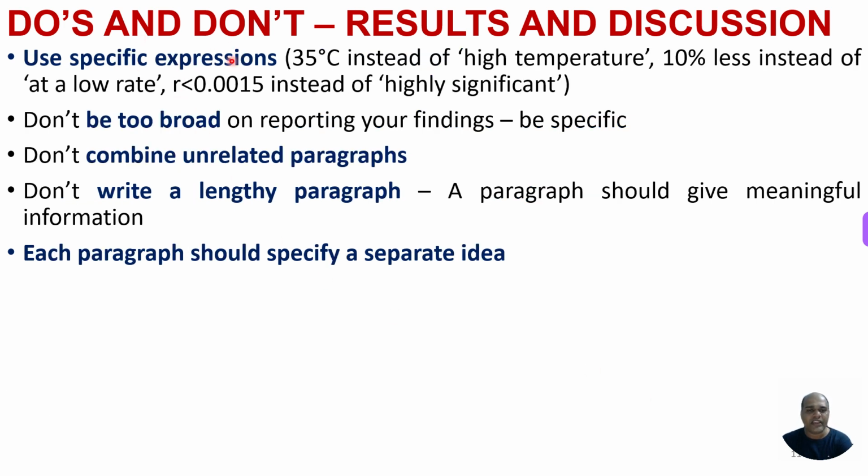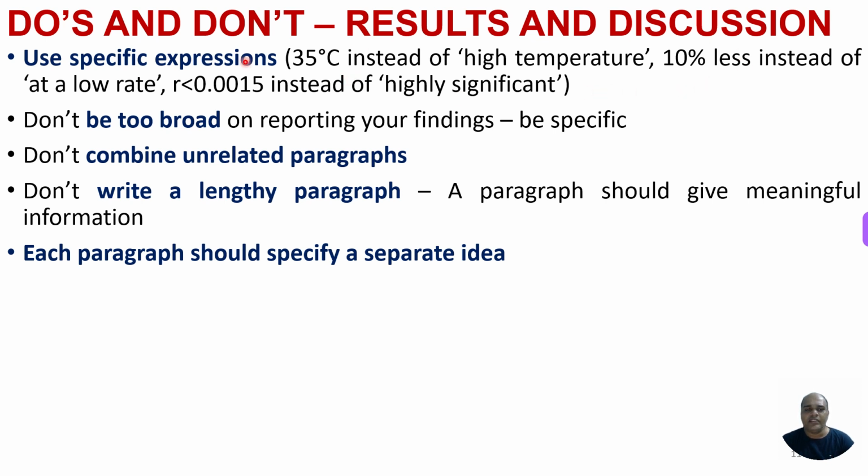Use specific expressions in the results and discussion section. For example, instead of saying high temperature, 100 might be high for me, but it might be low for another person. So high is a very, very subjective phenomenon. Instead of high temperature or low temperature, I can define the value. What is the temperature? 35 degrees centigrade or 40 degrees centigrade.